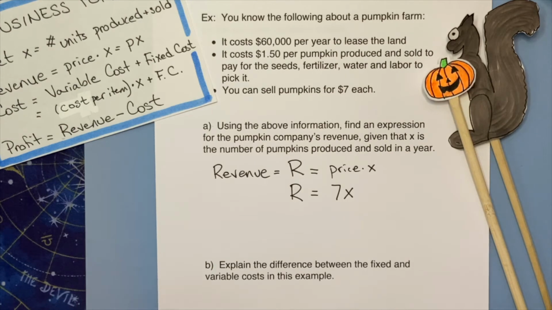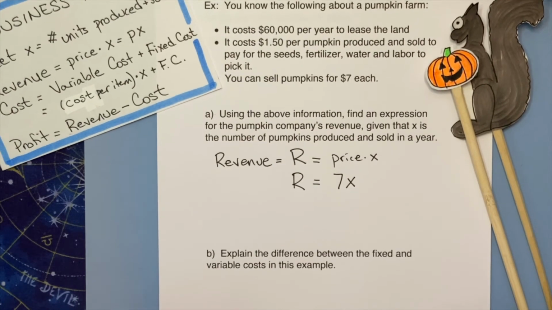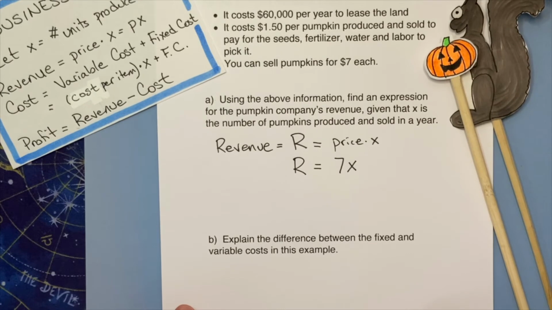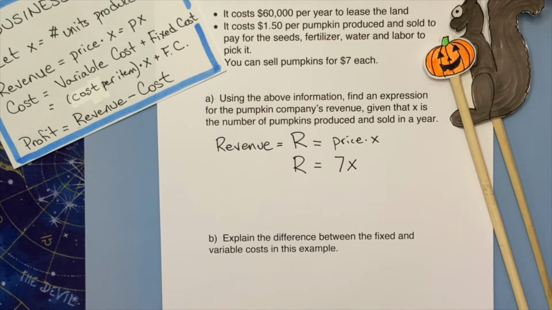Okay, part B. Explain the difference between the fixed and variable costs in the example. Now, when I ask you a question like this, I know this could involve a lot of English. As far as I am concerned, you do not need to use full sentences, but you do need to be clear. And the clearest way to do this is you could just make a list.